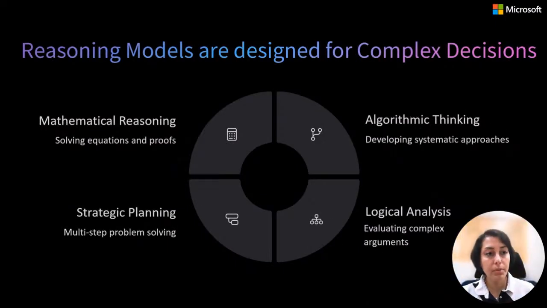So because of the capabilities that I just described, reasoning models are really well suited for complex decision making. This involves mathematical reasoning, like solving equations and proofs, strategic planning, like multi-step problem solving, algorithmic thinking, like developing systematic approaches, and also logical analysis, where you need to evaluate complex arguments.